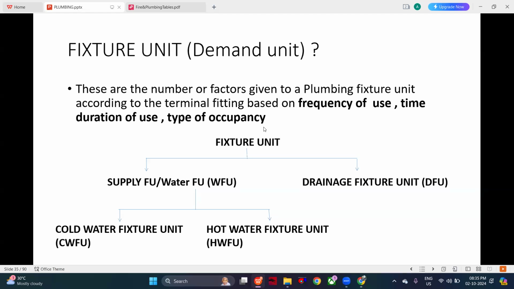You need a basic idea of which fixtures supply cold and hot water. A perfect example is the lavatory or shower head. A shower head can provide cold and hot water. So based upon that, the fixture unit will be divided.